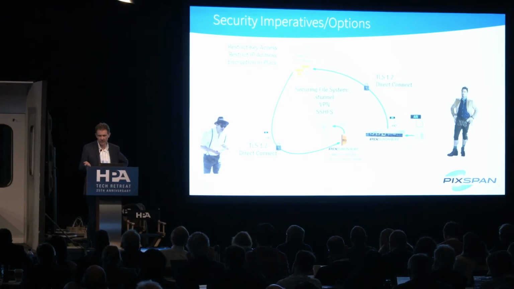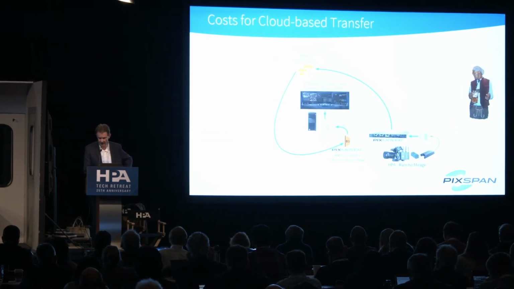When you're in the cloud, you can encrypt in place. You can do things like restrict the access to your buckets up in the cloud through IP address restrictions, and also you can restrict it to different key access. And then we got TLS 1.2 back down. When you're going NFS from the cloud, you have to think about security if you want to take that option. So you can secure NFS through S-Tunnel. You also have the ability to do VPNs, and SSHFS is an option as well.